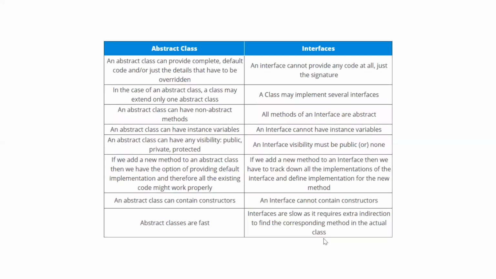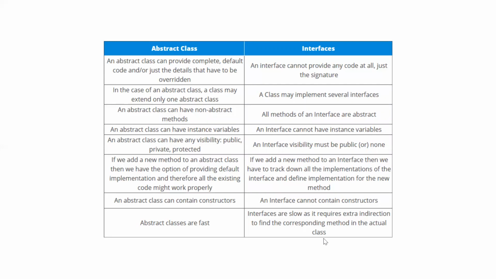So again, we come to the main topic. What are the differences between abstract classes and interfaces? Generally, what is abstraction? Hiding the internal details and showing the essential features is abstraction. Abstraction can be achieved in two ways. The first way is abstract classes. Another way is interfaces. What is an abstract class?